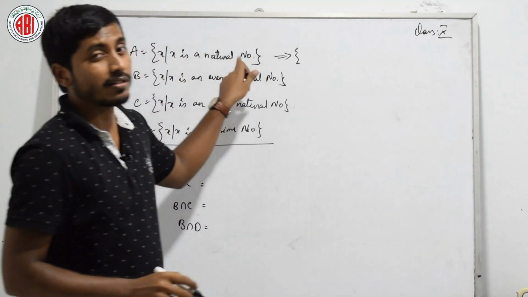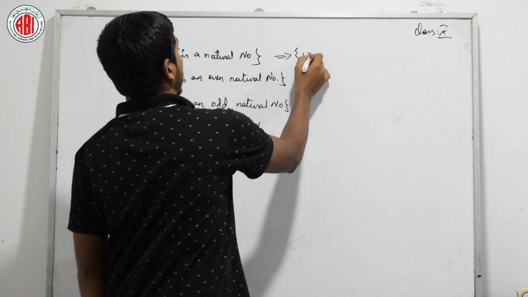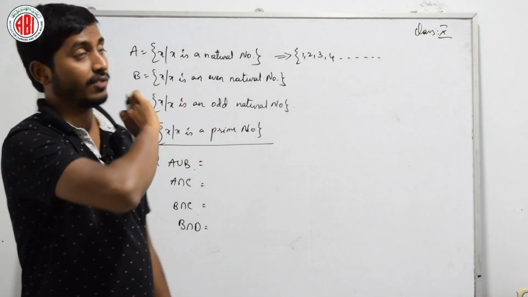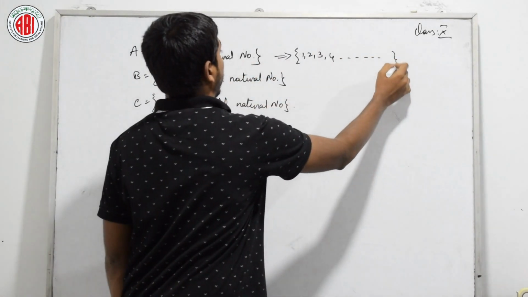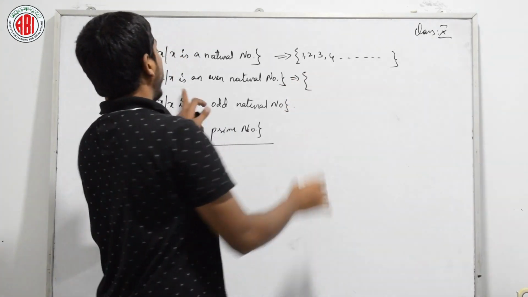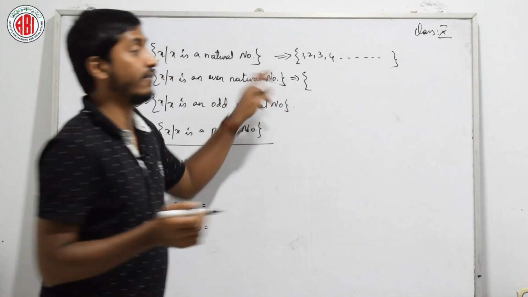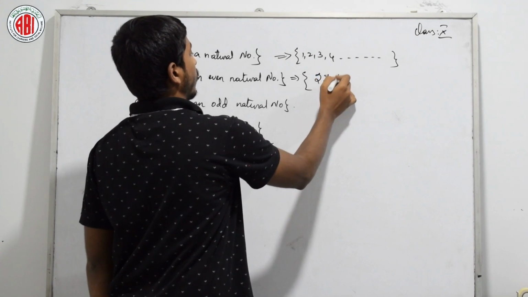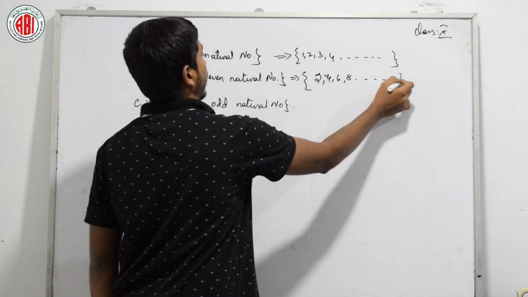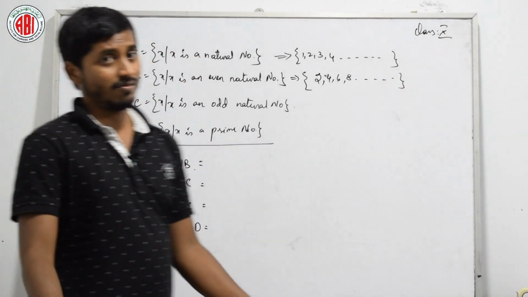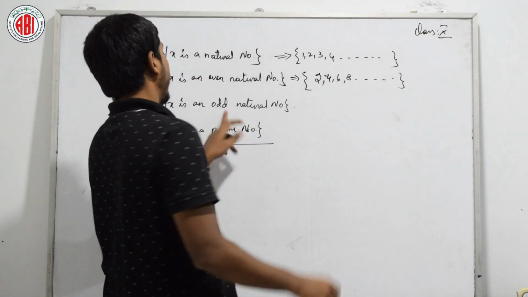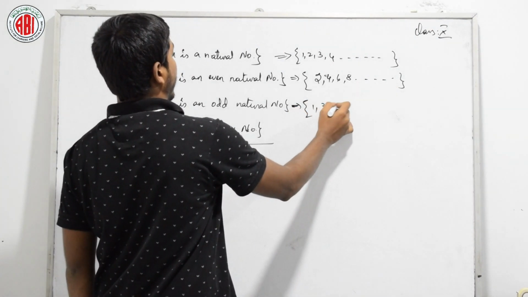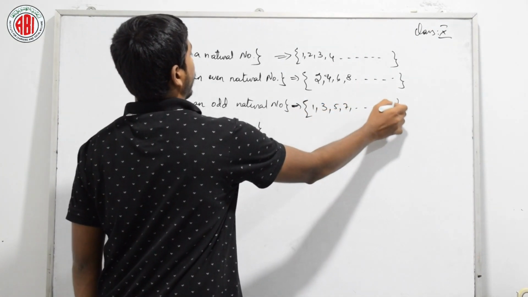What are natural numbers? That is 1, 2, 3, 4 and so on. He didn't give any limit, that's why I am writing it as so on. The next, x is an even natural number. What are the different even natural numbers? 2, next 4, 6, 8 and so on. The next, x is an odd natural number. That is 1, 3, 5, 7 and so on.